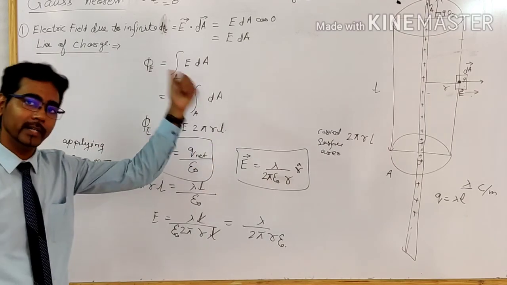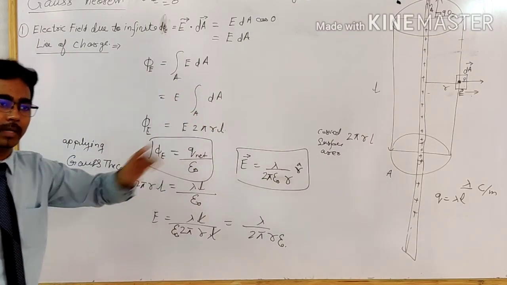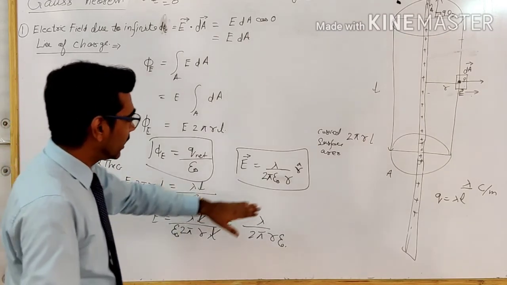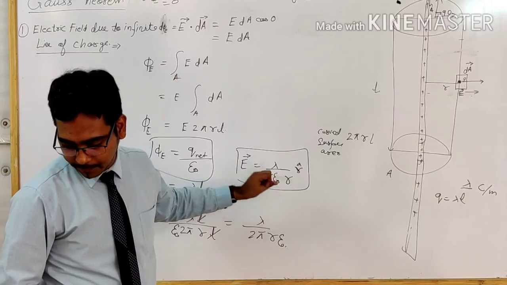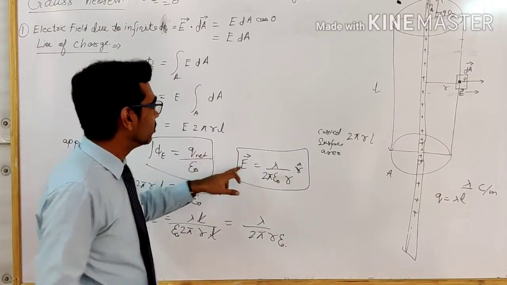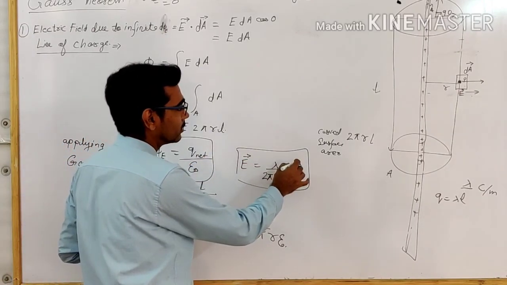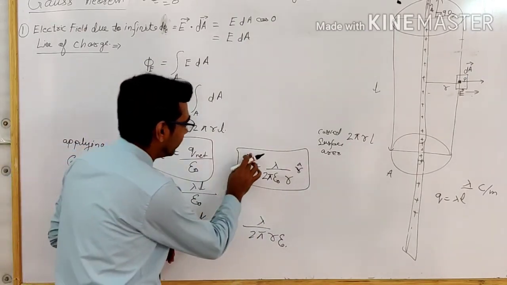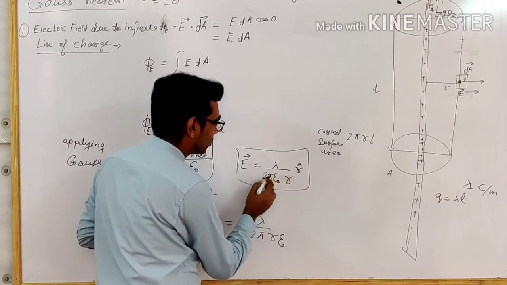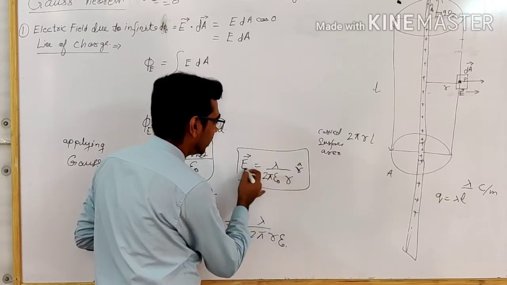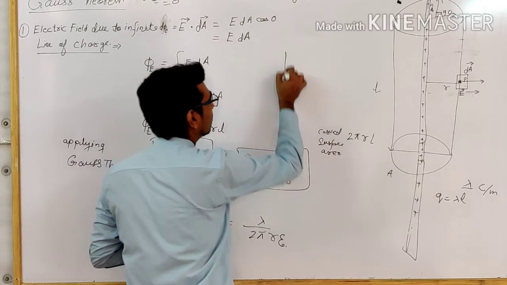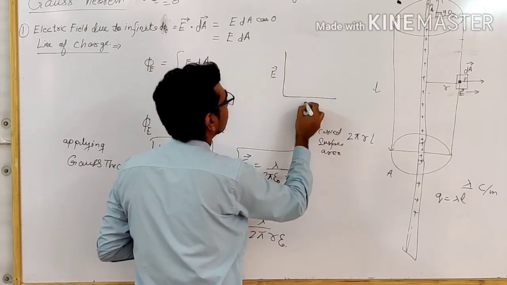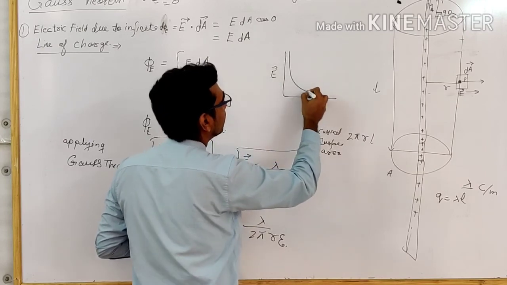The same thing we have calculated with the help of Coulomb's law. If you want to calculate the force, force will be Q into E. You can get that equation soon. So our electric field is varying with R, since lambda is constant, 2 pi is constant, epsilon naught is constant. E is dependent on R and the graph is like this.